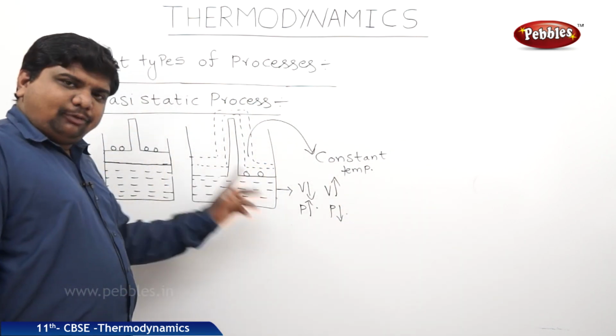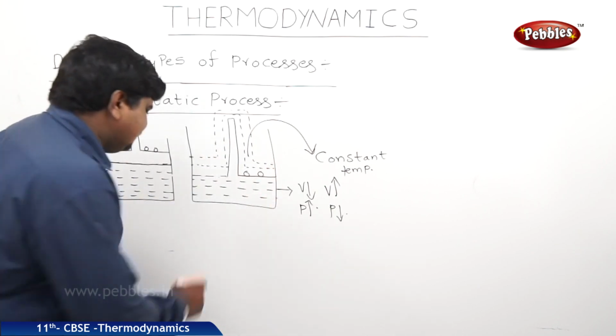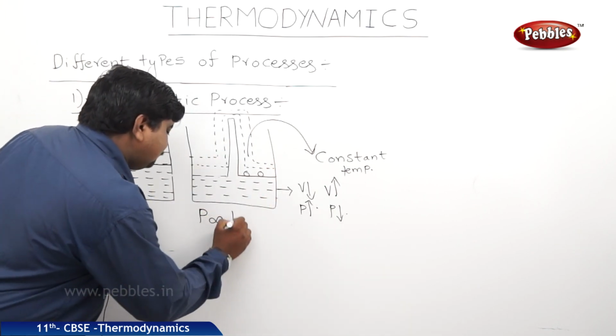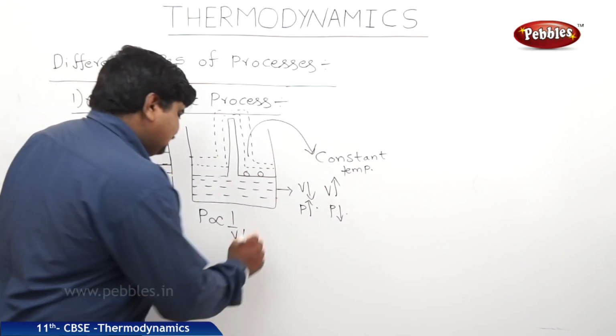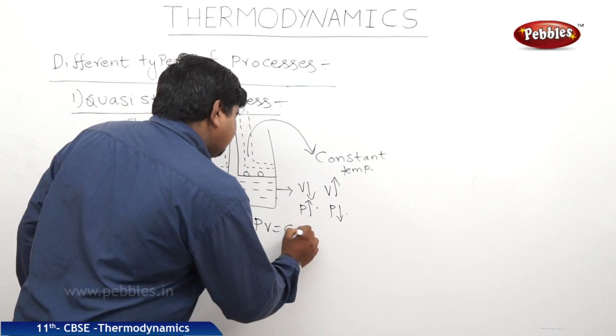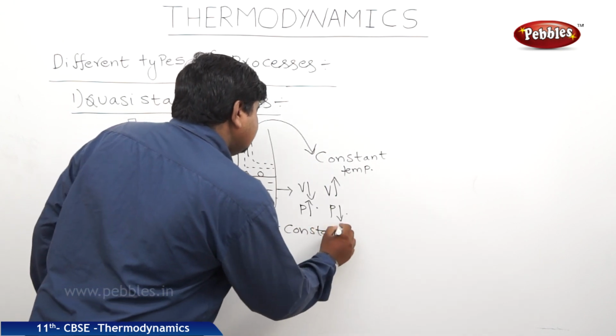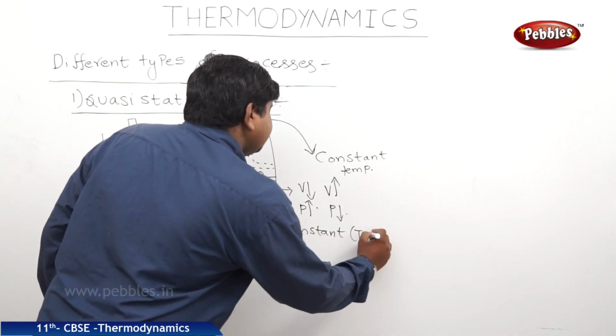Anyway, in every process after the removal of the weight, pressure is proportional to 1 by V, nothing but pressure is inversely proportional to V. So PV is constant at a constant temperature.